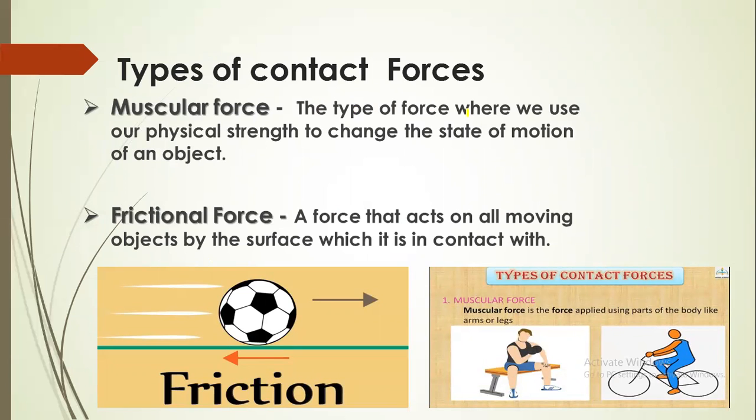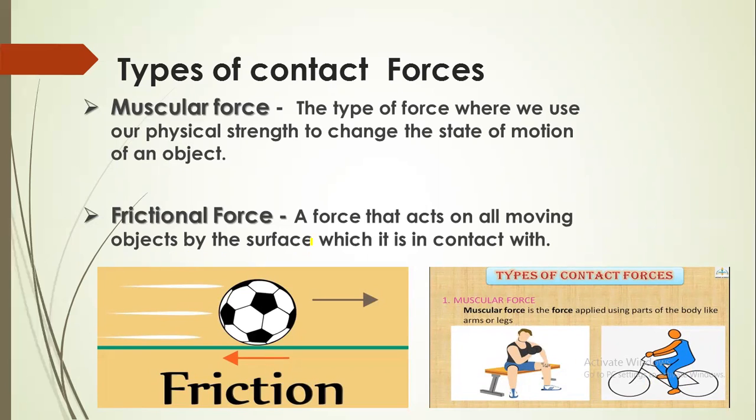Types of contact force. There are two major types of contact force, muscular force and frictional force. Muscular force is what? The type of force where we use our physical strength to change the state of motion of an object. You can see in these images. This man is lifting the weight. This man is riding the bicycle.